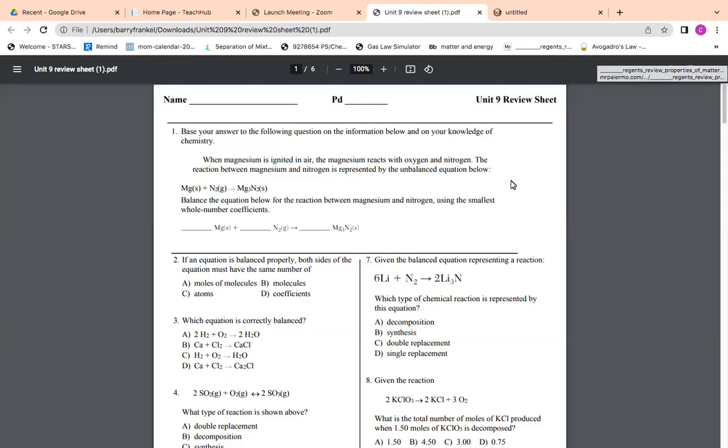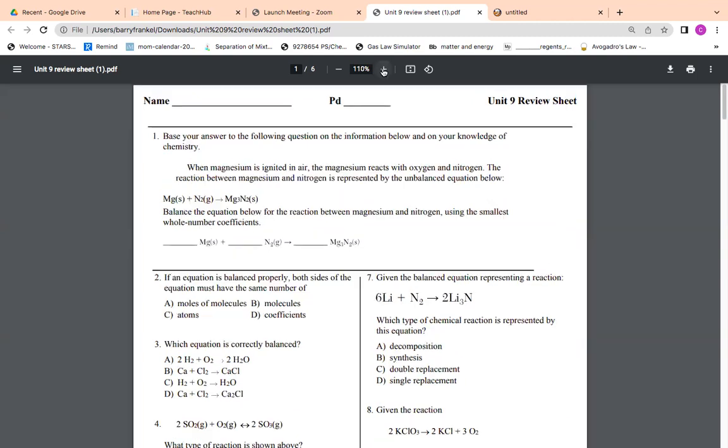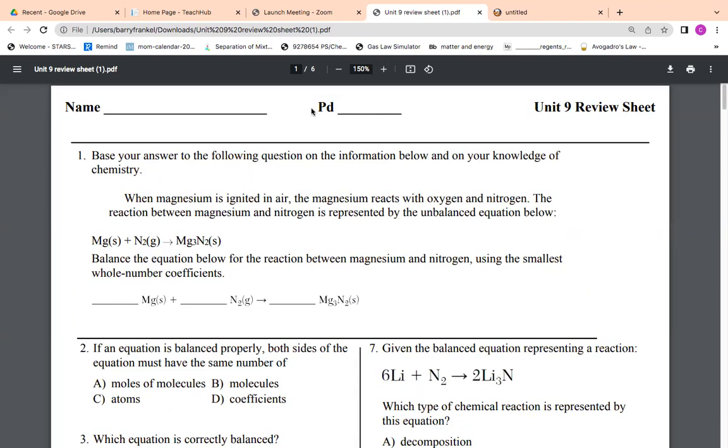Hi, everybody. Today we're going to be doing the review for Unit 9, which is stoichiometry. So we're just going to get right into it. This one is 50 questions, so not as much as they normally are. So hopefully we can get through this within an hour. I think we should be able to. Let's zoom in a little bit.